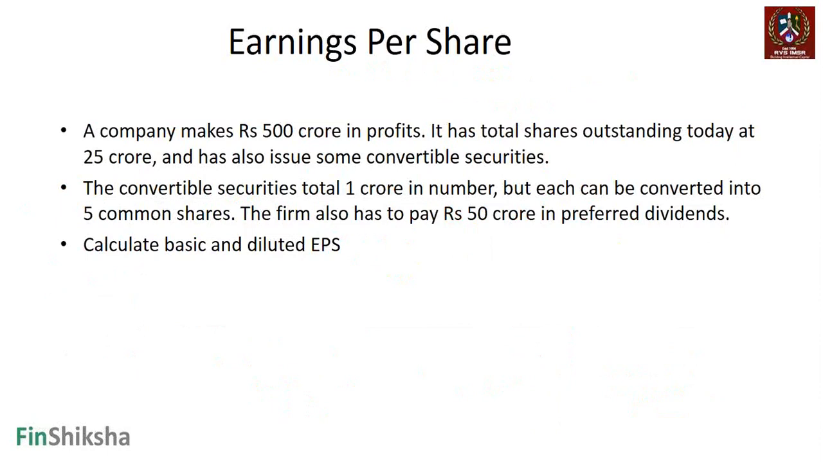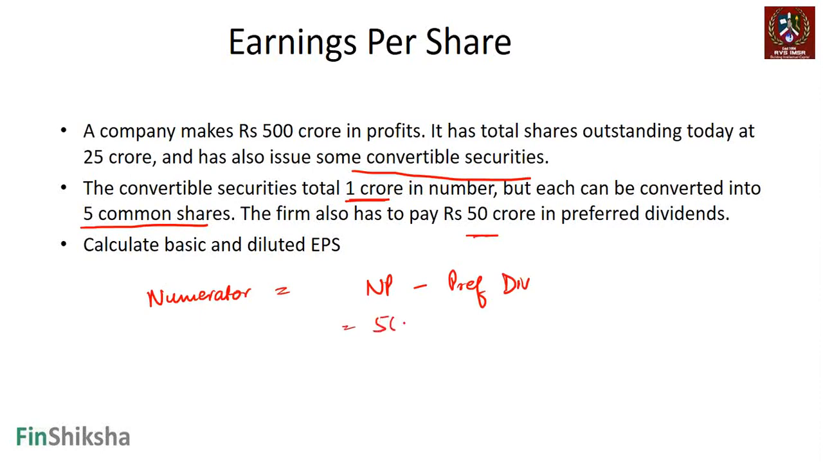A company makes rupees 500 crore in profits. Total shares outstanding is 25 crore, and it has also issued some convertible securities. Total convertible securities are 1 crore in number, but each can be converted into 5 common shares. The firm also has to pay 50 crore in preferred dividends. So let's first look at the numerator very carefully. The numerator is going to be net profit minus any preferred dividend. So that's going to be 500 minus 50. So 450 crore. That's what we're going to divide.